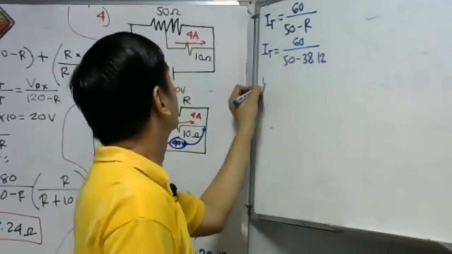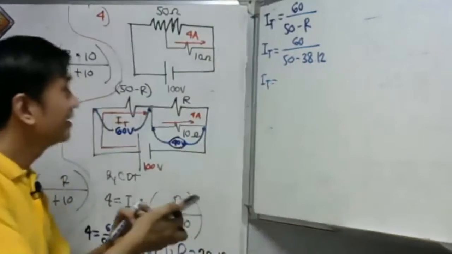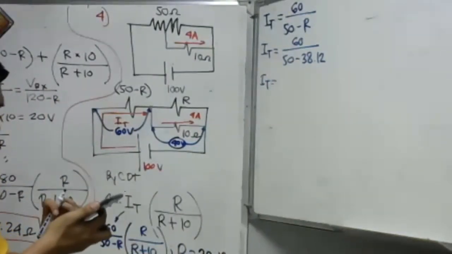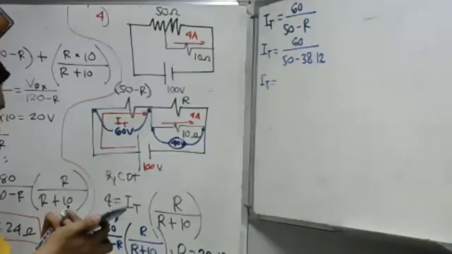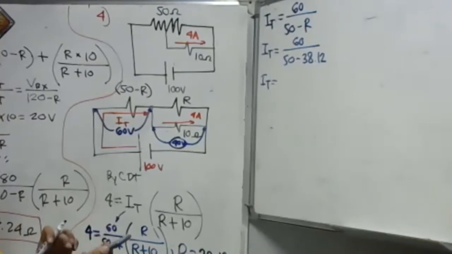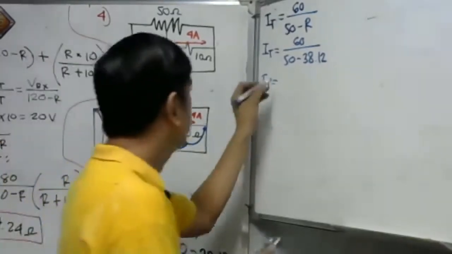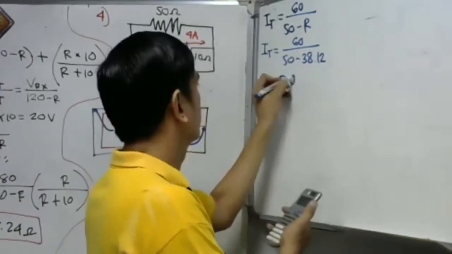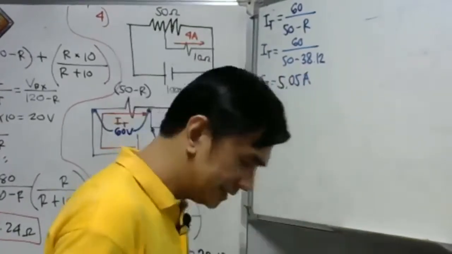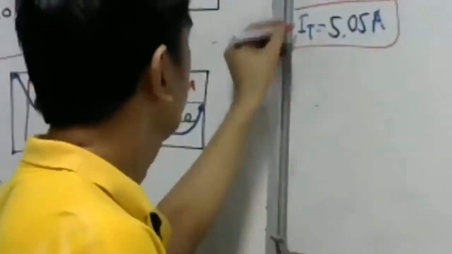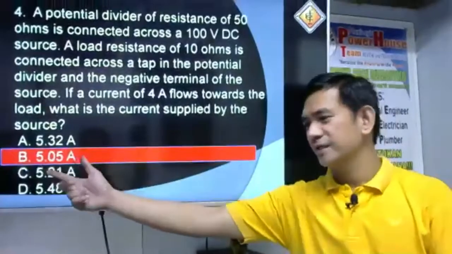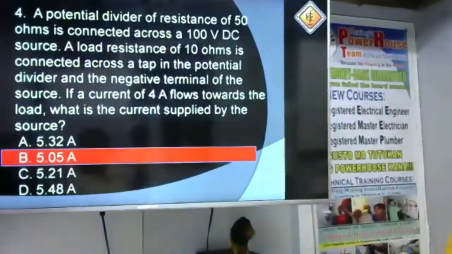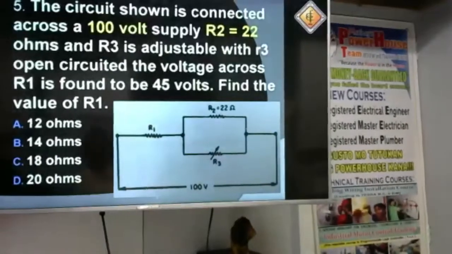Okay, this is 50 minus 38.12. Now, give me the value here. Come on. So this is 60, then divided by 50 minus 38.12. Okay, the answer would be 5.05. Okay, that is the answer. And that would be letter, what letter is this? Okay, that is letter B. Next number, 5.